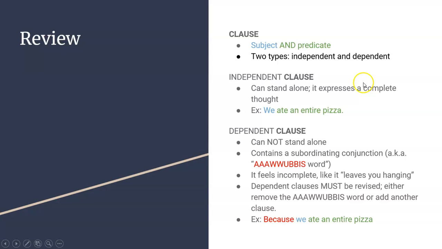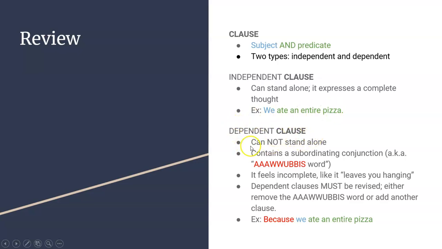Independent clauses can stand alone and they're going to express a complete thought. So in this example, we ate an entire pizza. We is our subject, ate an entire pizza is our predicate. It's a complete thought, it's a grown-up sentence, it can stand alone.